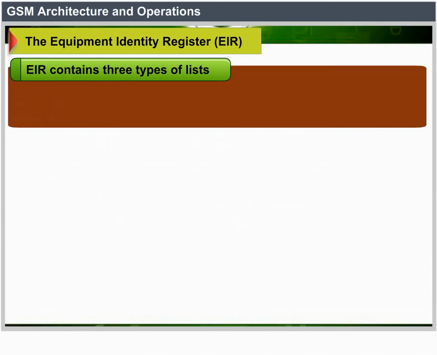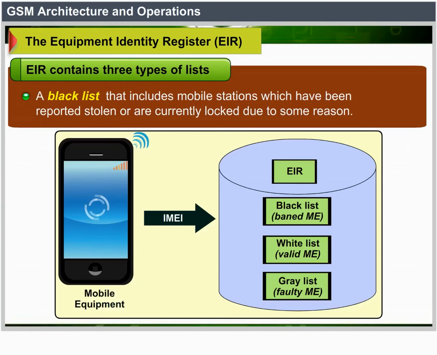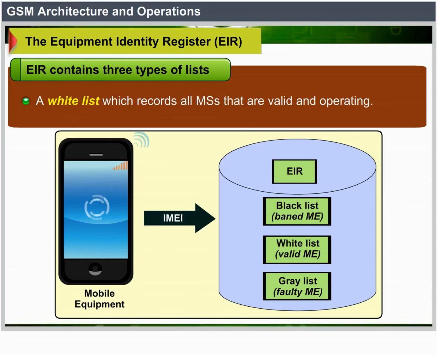EIR contains three types of lists: a black list that includes mobile stations which have been reported stolen or are currently locked due to some reason; a white list which records all MSs that are valid and operating; a grey list including all those MSs that may not be functioning properly.